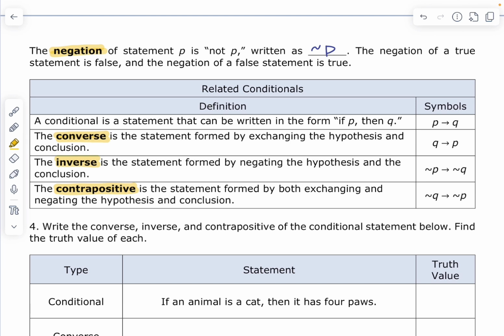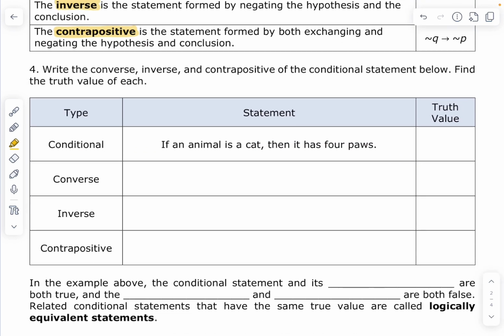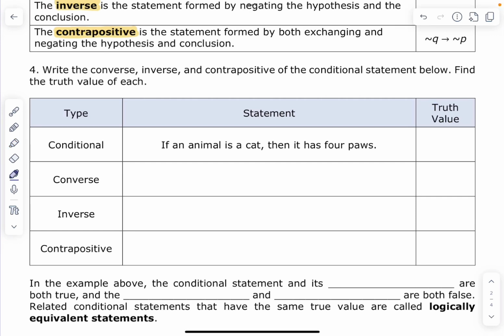Okay, it's a little bit confusing when we're just talking about symbols, so let's go through this example. It says, write the converse, inverse, and contrapositive of the conditional statement below and find the truth value of each. So it gives us our conditional. It says, if an animal is a cat, then it has 4 paws. Let's start by identifying our hypothesis and our conclusion. Remember, our hypothesis comes after the if. So our hypothesis in this case is that an animal is a cat. And our conclusion comes after the then. So our conclusion is that it has 4 paws.